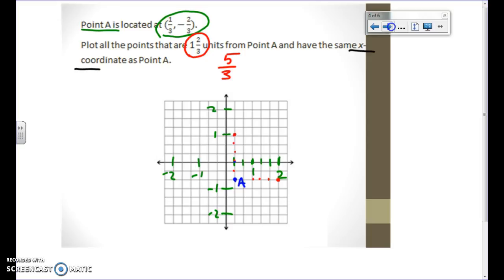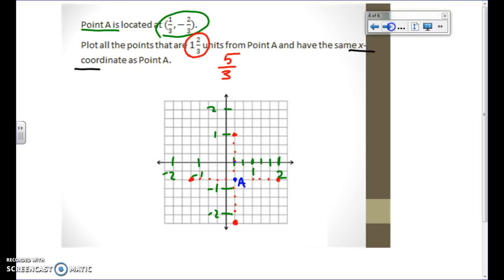1, 2, 3, 4, 5 there. All right, and so now these are all the points that are 5 spaces away to the left and right of A, as well as up and down.